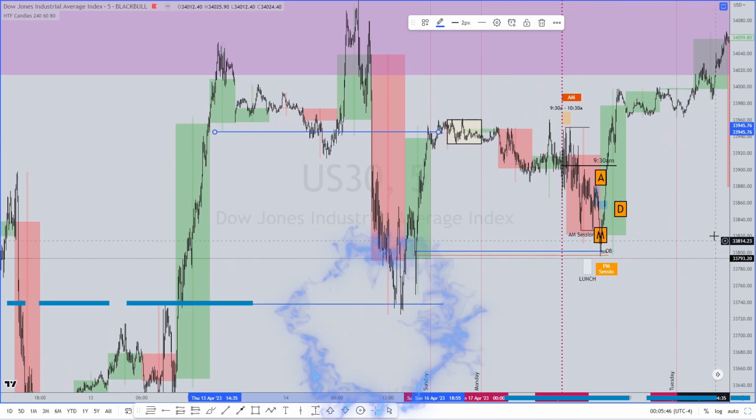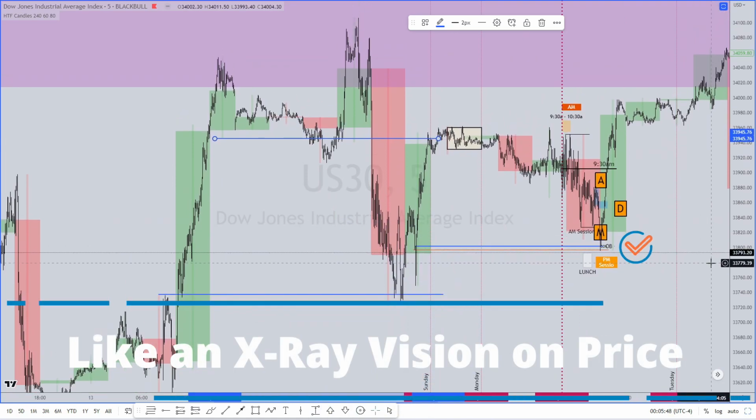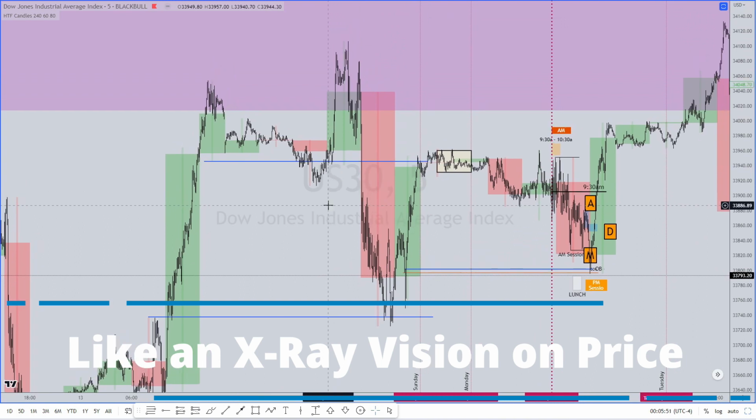Trying to just use that X-ray vision, smaller time frames with a higher time frame bias, the next area of liquidity is this high.